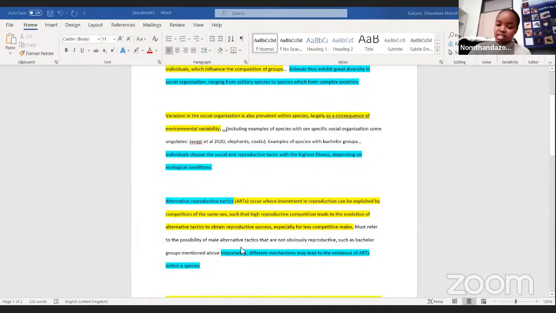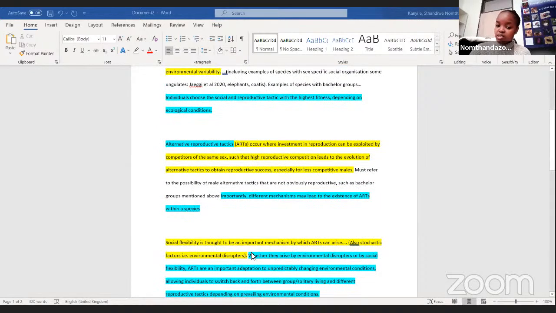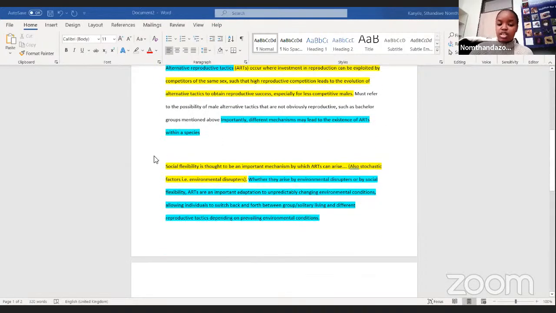Alternative reproductive tactics occur where investment in reproduction can be exploited by competitors of the same sex, such that high reproductive competition leads to the evolution of alternative tactics to obtain reproductive success, especially for less competitive males. Importantly, different mechanisms may lead to the existence of ARTs within a species. Social flexibility is thought to be an important mechanism by which ARTs can arise.